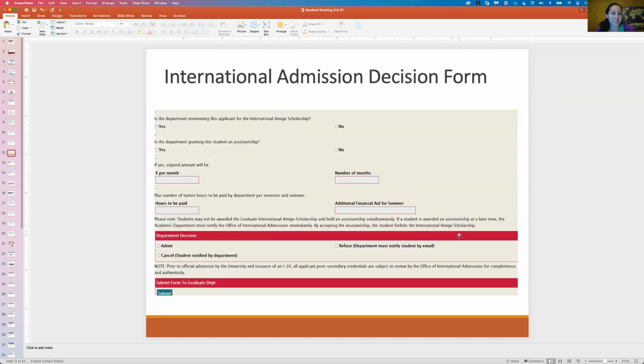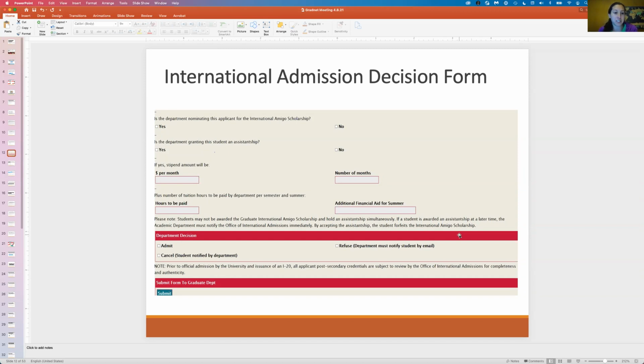So this is the very infamous international admission decision form. Just a quick refresher for those of you who have been doing this, or if you're new to it or don't see many international students, this is an example of what it looks like. At the top above this cut is your department and information about the semester that the student will be applying to, the program they're applying to, as well as their name and ID number.